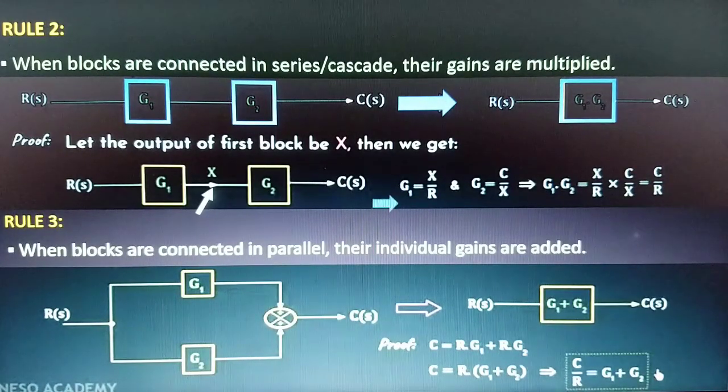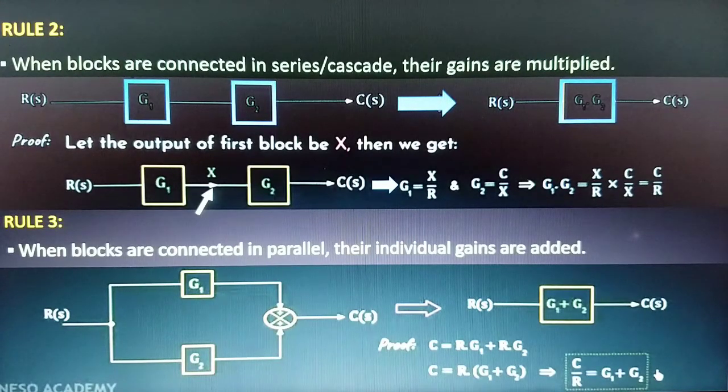So we can write g1 is equal to x over r, and we can also write g2 is equal to c over x. Now if we multiply the gains of the two blocks, g1 and g2, it will be equal to x over r times c over x. Now we have c over r, which is equal to the overall transfer function of this system.